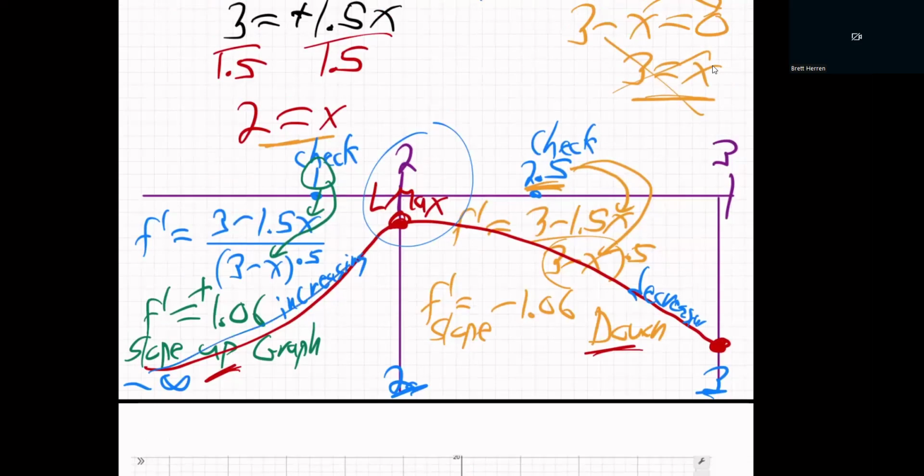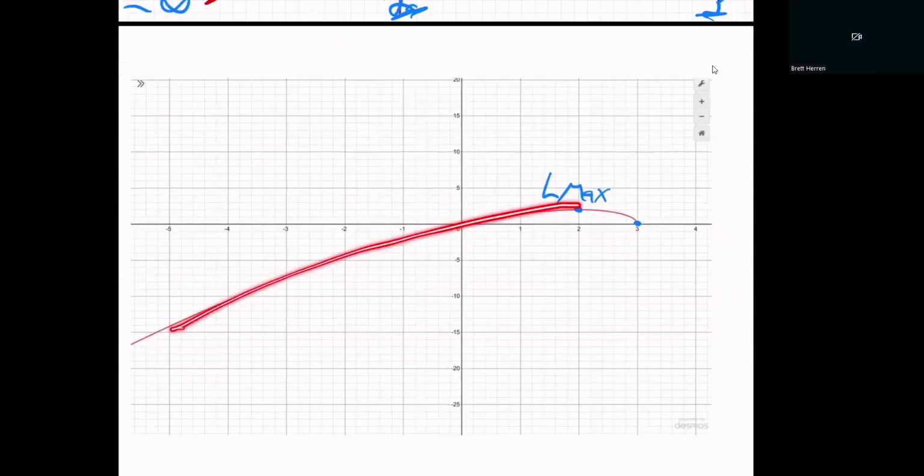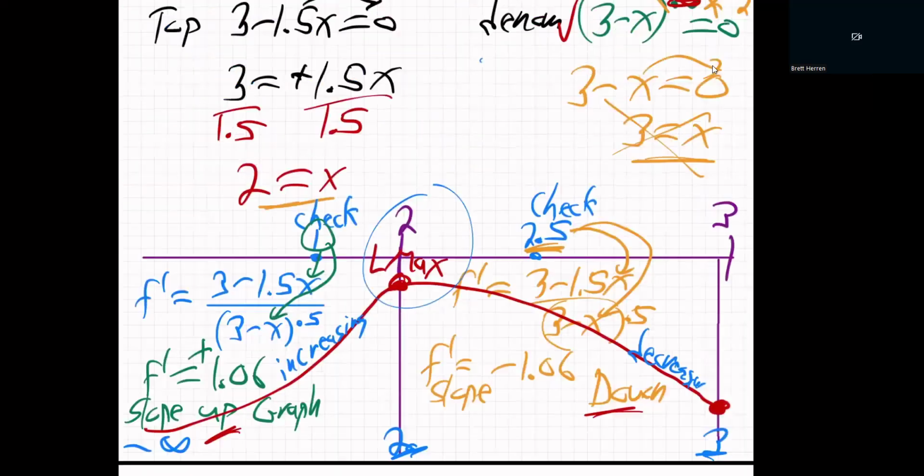It's increasing to 2. It comes down to 3. It's increasing to 2, then comes down to 3. So we got it right by using derivatives. Derivatives are powerful. They tell us what a function's doing. And there we go.